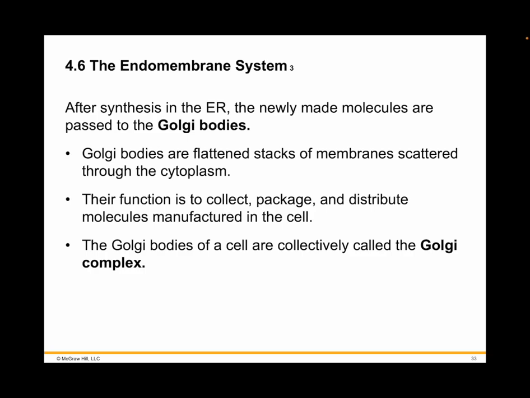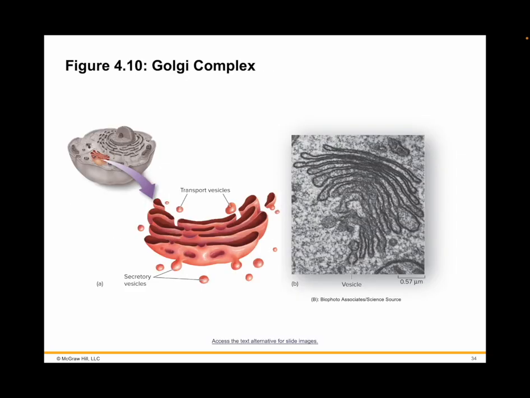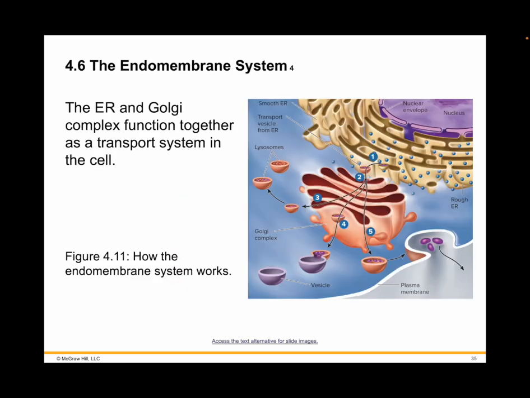Lysosomes are coming in next. So this is the Golgi complex. This is figure 4.11, which shows how the endomembrane system works entirely, from the nucleus to the smooth ER, to the rough ER, to the Golgi complex, to the vesicle, and then ultimately to that vesicle fusing with the plasma membrane and secreting its product.